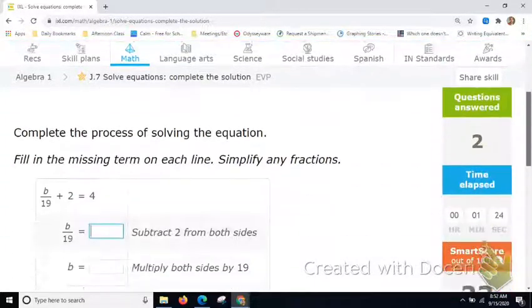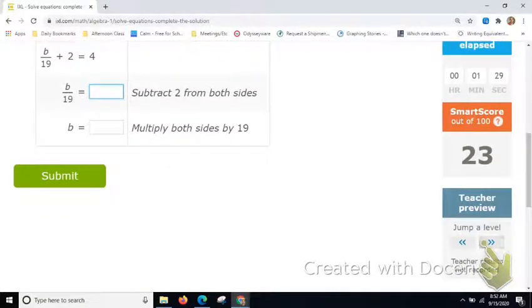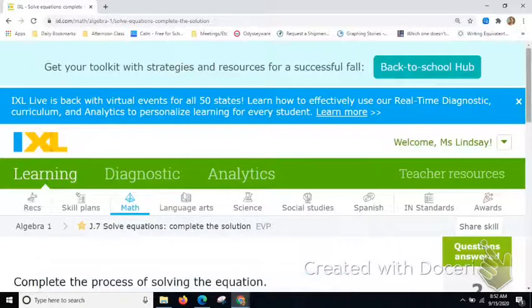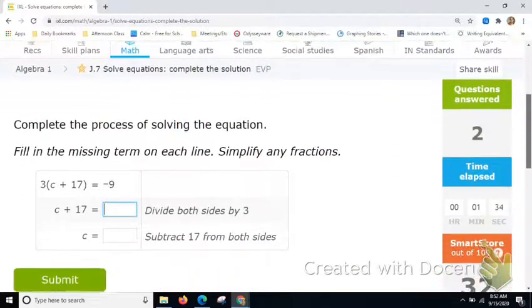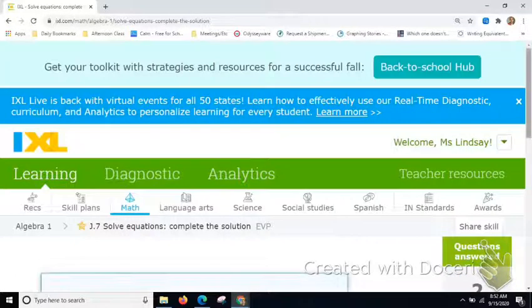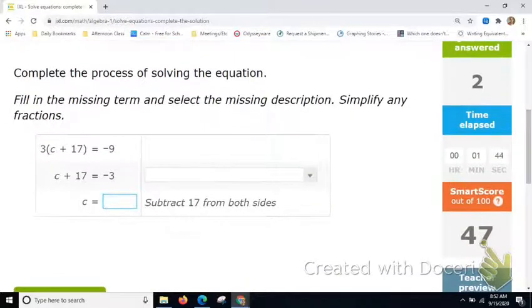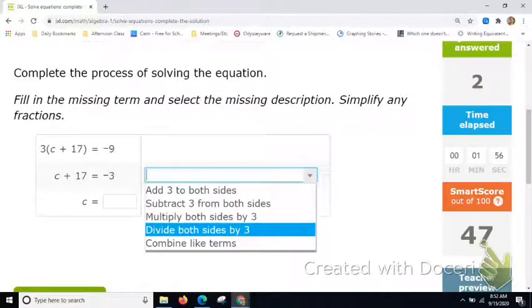As we go, then it may, instead of asking us or telling us what to do, it's going to show us something has been done, and we're going to have to decide what to do. So far, still the same thing. So here, what did they do? From the top line to the second line, they got rid of the 3, right? And they divided it by 3. So use the drop down arrow. And what did they do? They divided both sides by 3.